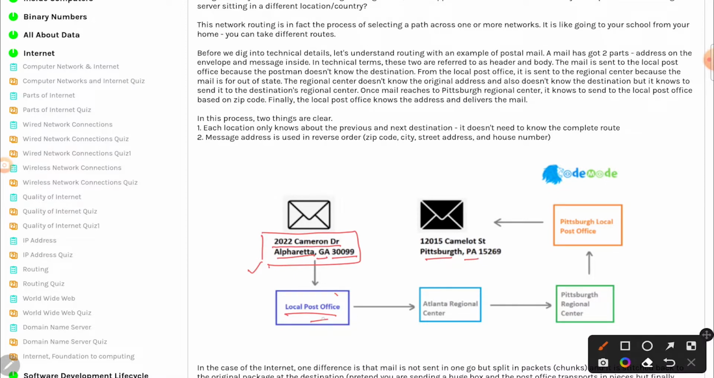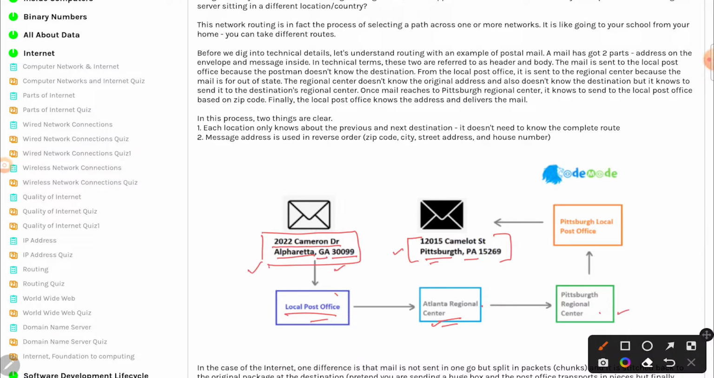So all it does is send the mail to the regional center in Atlanta, because it does not know where Pittsburgh is, and does not know the receiving address. Now the regional center does not know the origin address. It also does not know the delivery address. All it knows is that in order to deliver this mail to Pittsburgh, it has to go to Pittsburgh's regional center. So the regional center sends it to the other regional center.